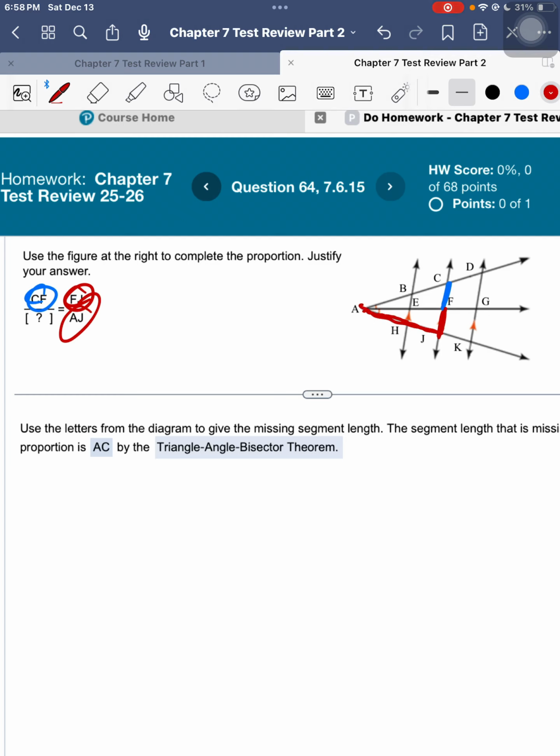So if this is corresponding to this, then what do you think this is corresponding to? AC. Right here. AC. So now the answer is AC because of what? What do I have here? I have an angle bisector. And if I have an angle bisector, then I know that the segments that were created by those parallel lines on that angle bisector are going to be proportional to each other. So triangle angle bisector theorem.